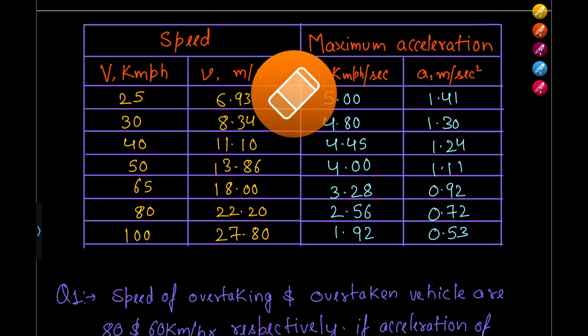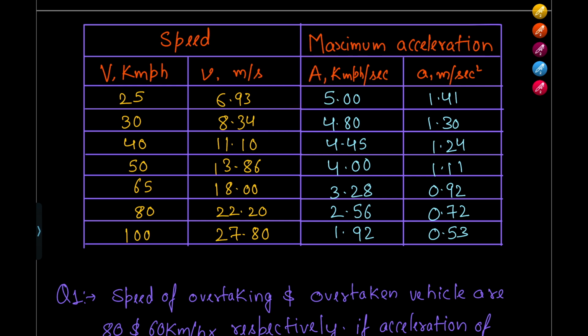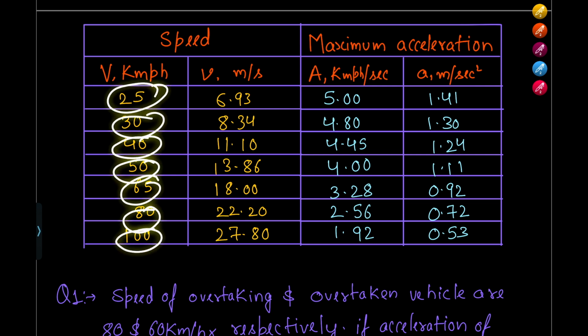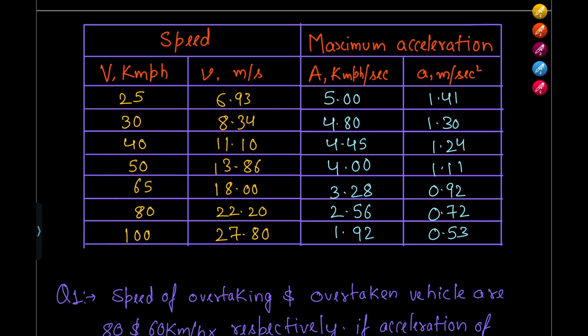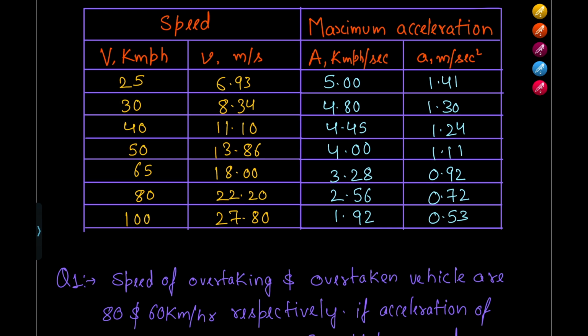So next, the acceleration against different vehicle speeds is given for 25, 30, 40, 50, 65, 80 and 100. You can note these down, and if you need to take note of these, you can take a screenshot as well.